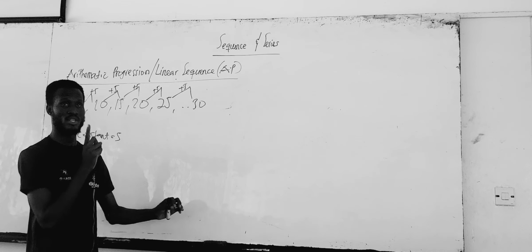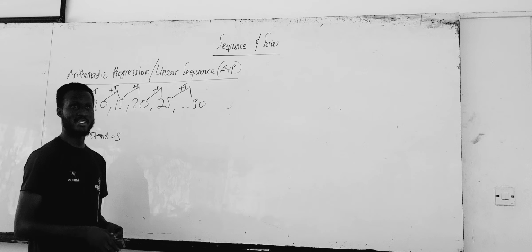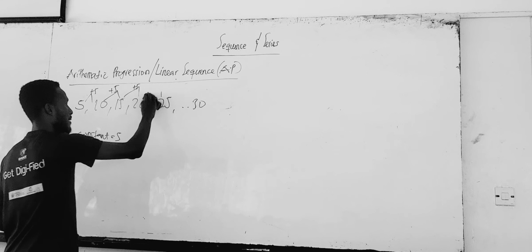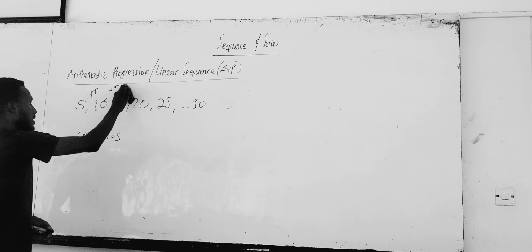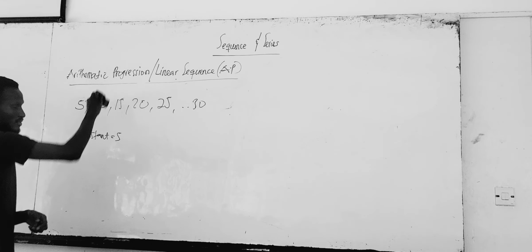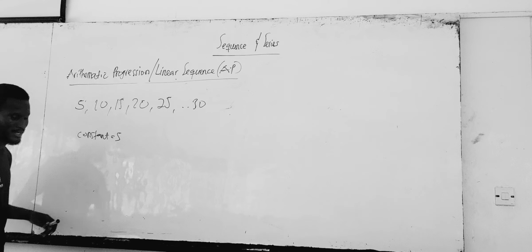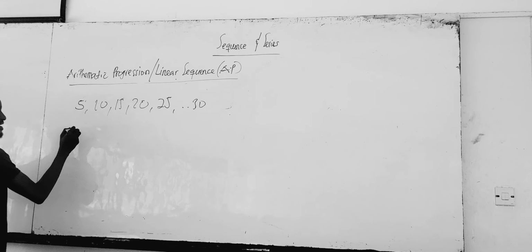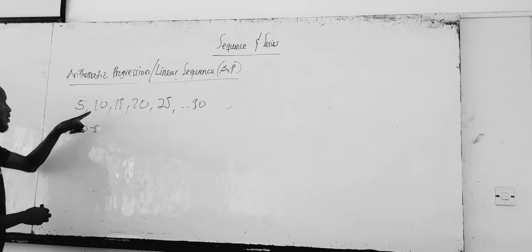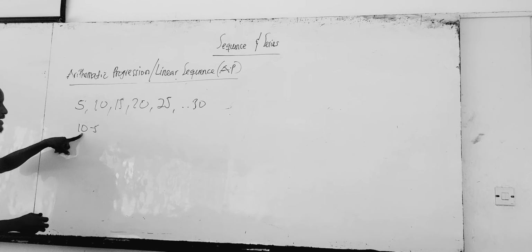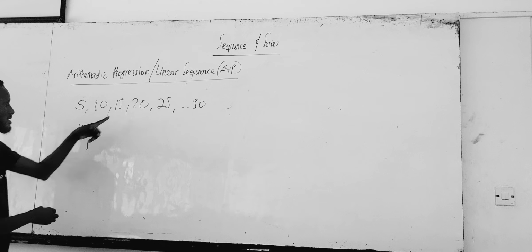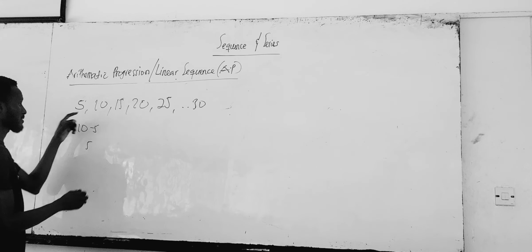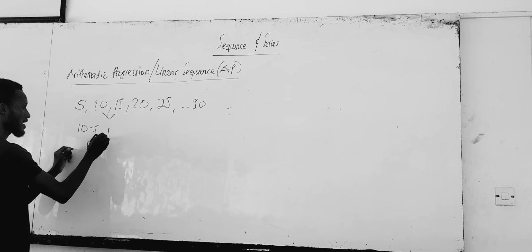Now, this one is by addition. Let me look at how we can generate it by subtraction. Let me apply subtraction. With subtraction, how can I get the constant 5? When I subtract the 5 from 10, it is going to give me 5, right? Now when I subtract the 10 from 15, I'm going to get what? I'm going to get the same 5.